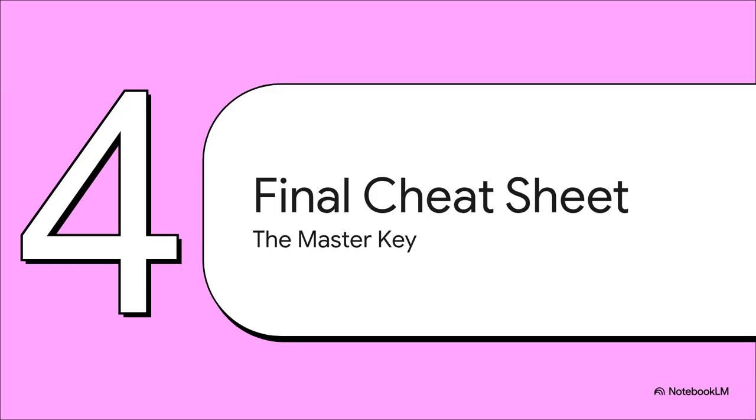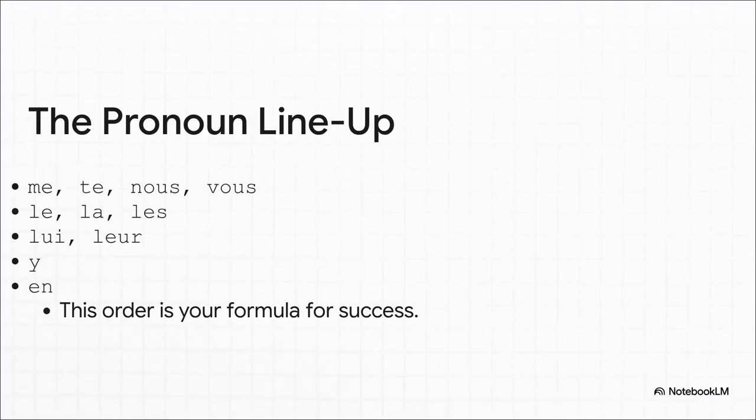Section 4, your final grammar cheat sheet. So, after all that, what's the one big thing you need to walk away with? Let's boil this all down into one final super simple cheat sheet that you can take with you. Here it is. This is the only thing you really need to remember. Your pronoun lineup. Number 1, the leaders. Number 2, the directs. 3, the indirects. 4, location. 5, quantity. Burn this order into your brain. This is your formula for success. And the amazing part is, it never, ever changes.